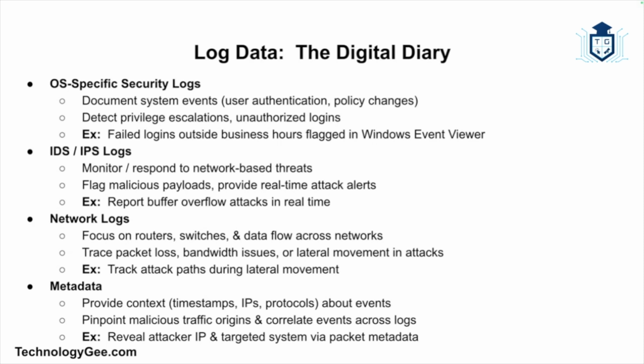And then we have what is called metadata. Metadata provides contextual details about data, such as timestamps, source and destination IPs, and various protocols that are used. They are good for pinpointing the origin and path of malicious traffic, and they can correlate events across multiple sources. As an example, packet metadata might reveal an attacker's IP address and the targeted system.